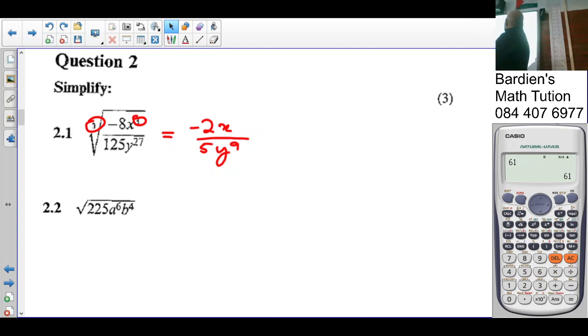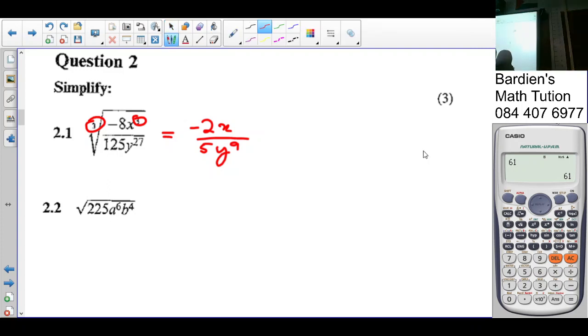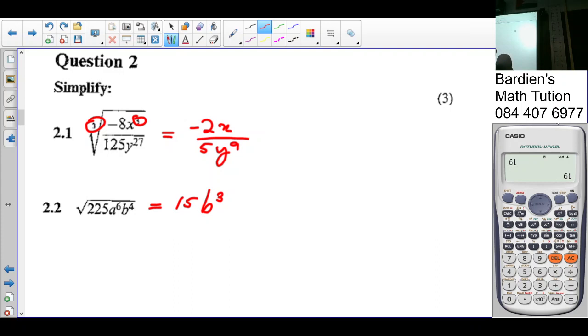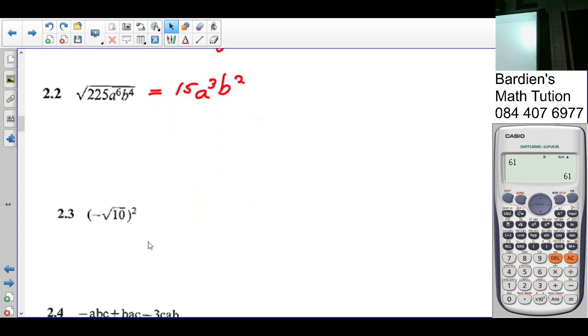Do we need to simplify inside that first? No. What's the square root of 225? 15. 15 times 15 is 225. What's the square root of a to the exponent 6? So here you go. It will be a to the exponent 3, b to the exponent 2. Any confusion there? No. Let's look at the next one.